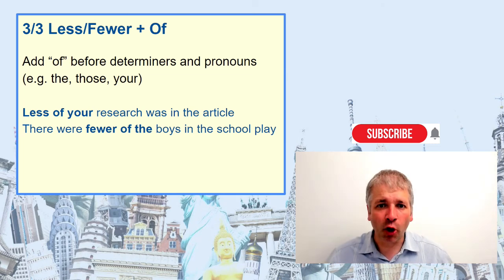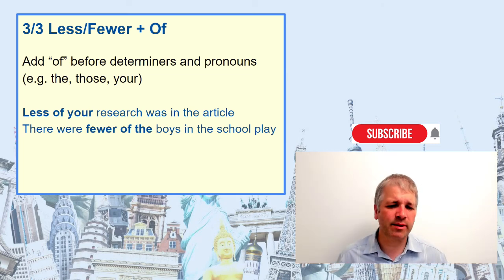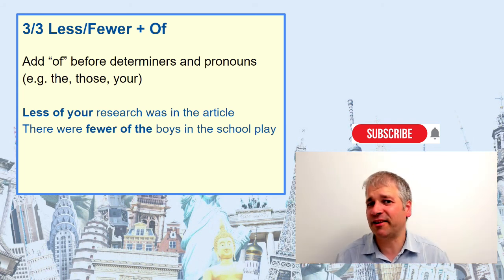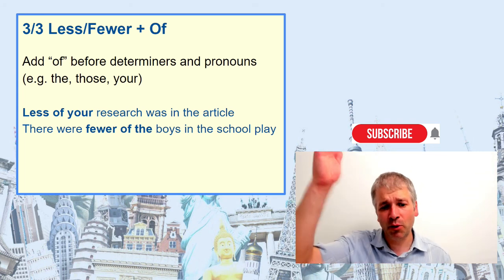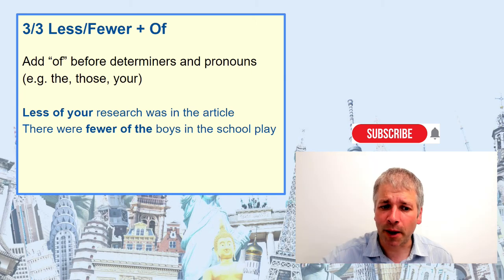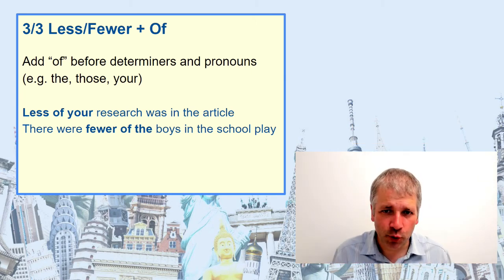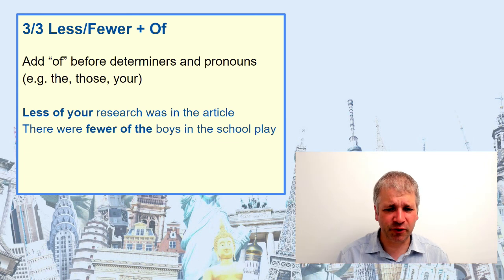That would be wrong. Or we would say there were fewer of the boys in the school play, perhaps compared to last year. Maybe last year there were more. This year there were fewer. We would not say there were fewer the boys. That would be wrong. So remember, before determiners and pronouns, add of after less and fewer.